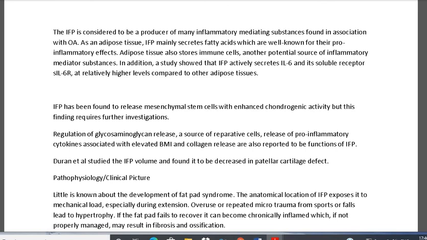Also, it is found to release mesenchymal stem cells, which enhance chondrogenic activity. But there are investigations going on for further confirmation. Regulation of glycosaminoglycan release, that is the GAG release, a source of reparative cells, release of pro-inflammatory cytokines associated with an elevated BMI, and collagen release are also reported to be functions of this fat pad.